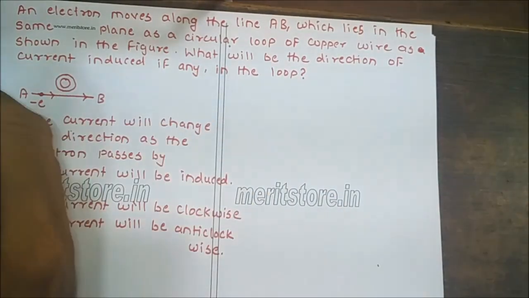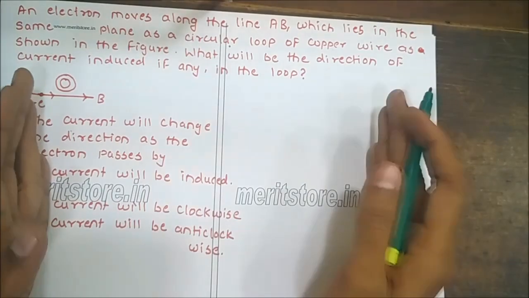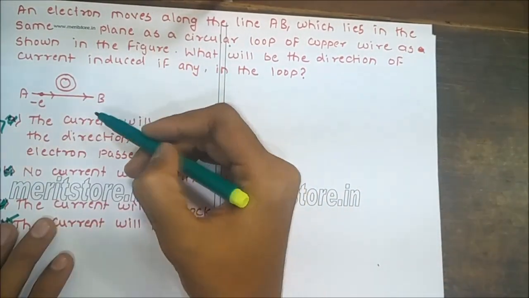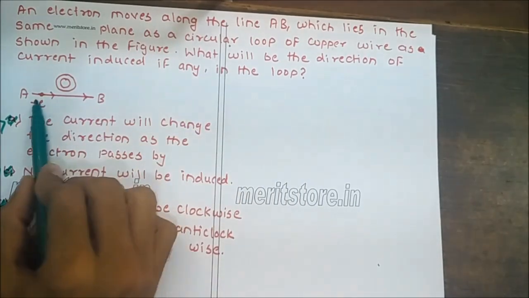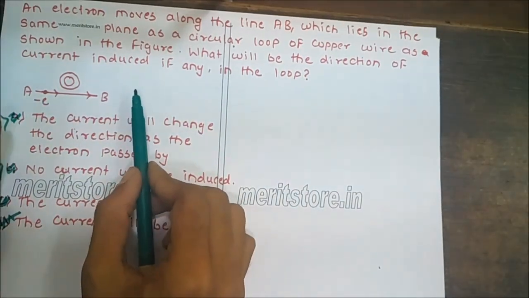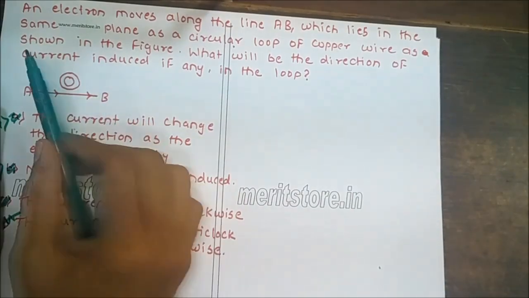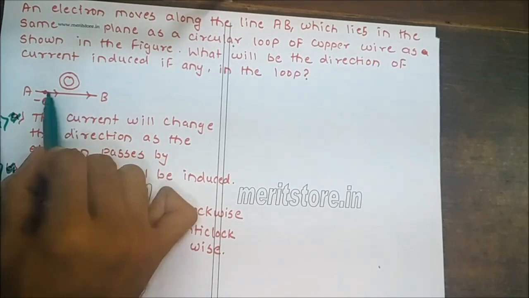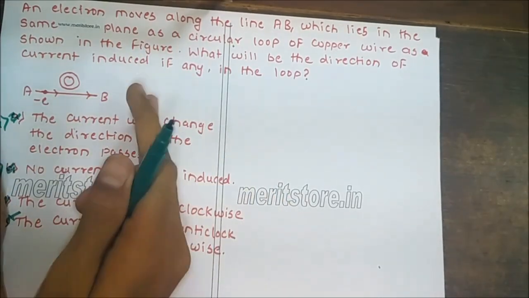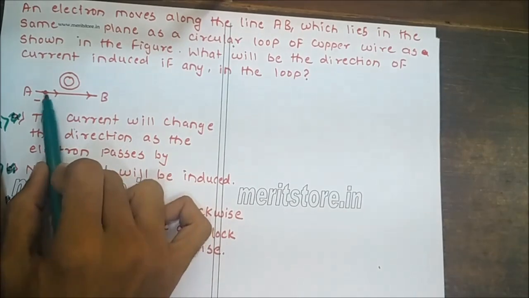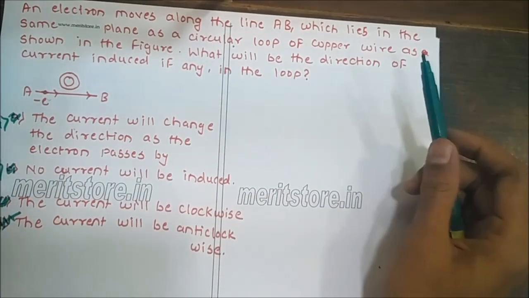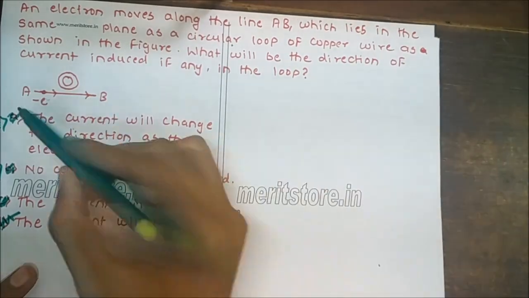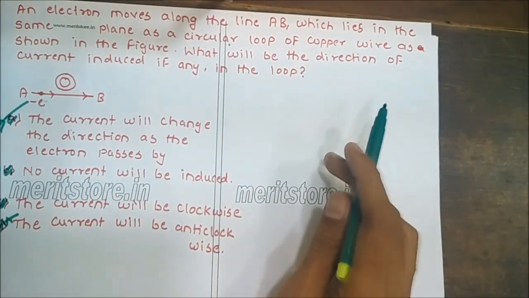Okay, so as the electron is moving from left to the right, an EMF will be induced due to the change in the magnetic flux inside this coil. As soon as the electron moves from left to right, the flux will go on increasing inside this conductor. But as soon as the electron leaves the place, this induced EMF will also change. So the current will change direction as the electron passes by. So the option will be A.